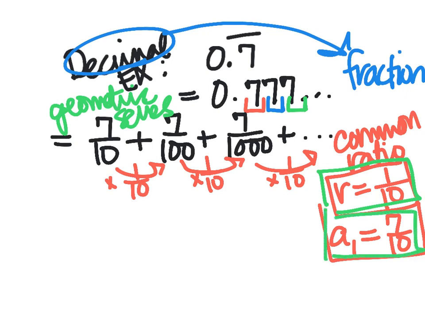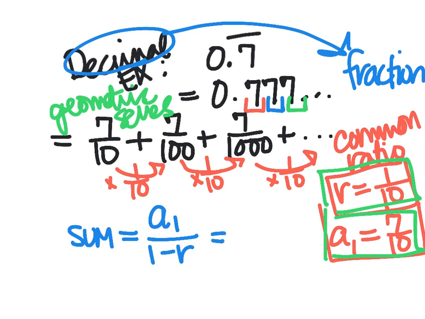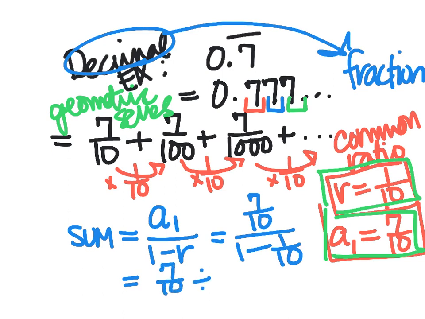And it turns out that if we know those two things, then we can find the sum very easily, because we're just going to take the first term and divide it by 1 minus the common ratio. So in this particular example, our first term was the fraction 7/10, and our ratio was 1/10. If we do a little bit of arithmetic, we're going to have a numerator of 7/10, and we're going to want to divide that.